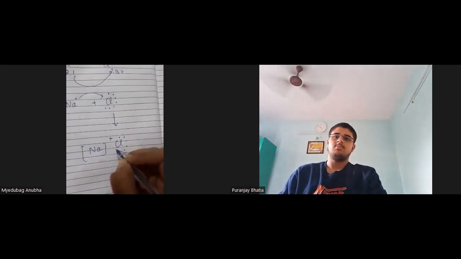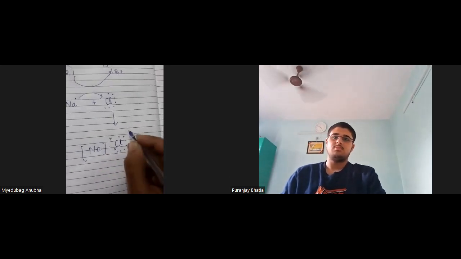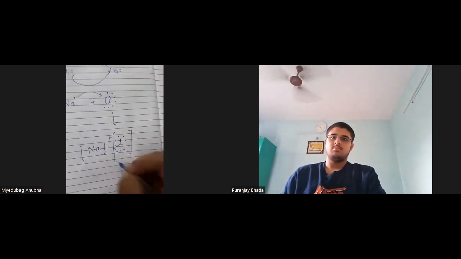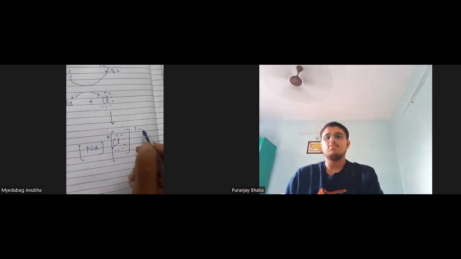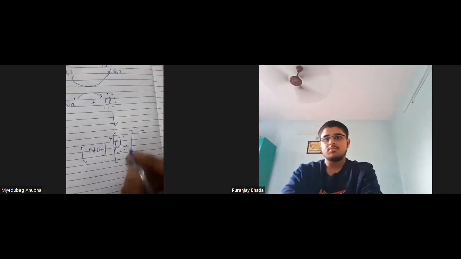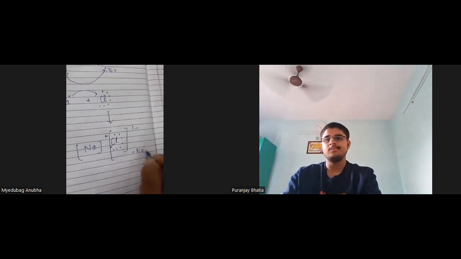The one electron which has been gained, I'm showing with the help of a cross. And we express this as Cl with 1 minus, showing that it has accepted one electron. And the resultant is our NaCl.